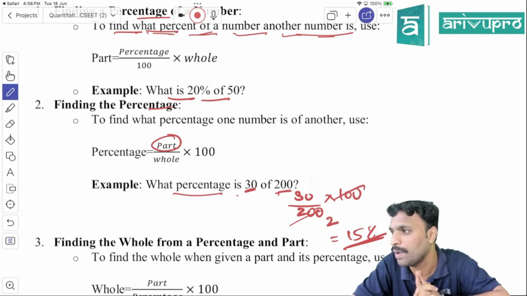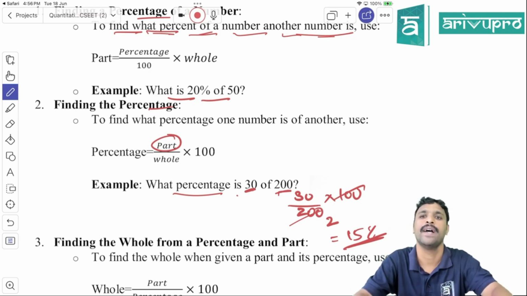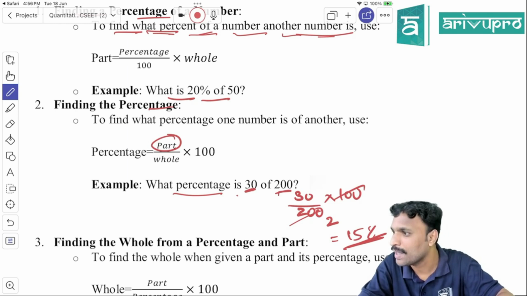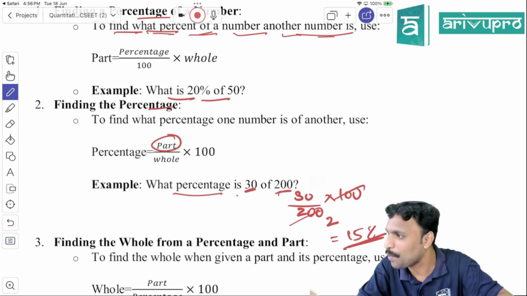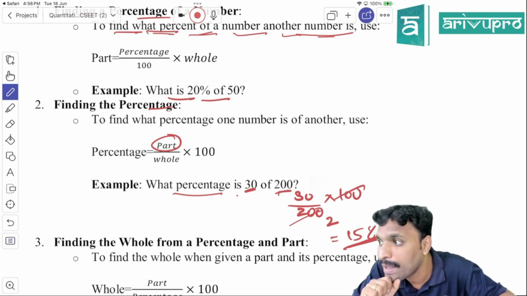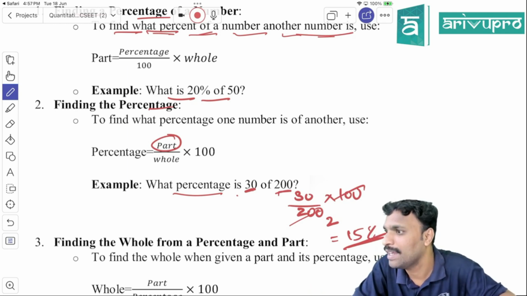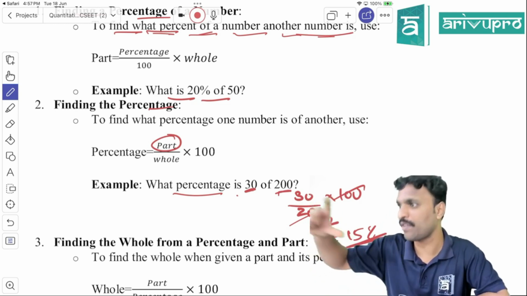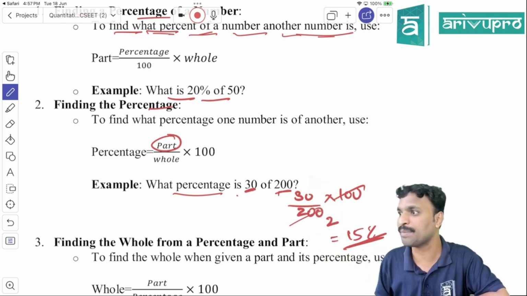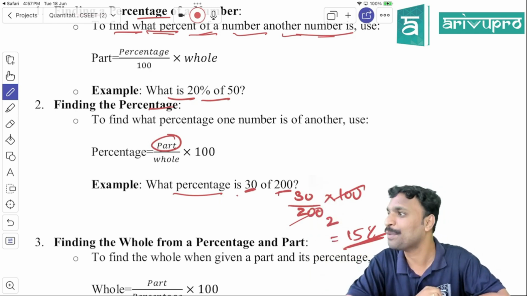No. Understood. Suppose they had said, what percentage is 50 out of 200? 50 by 200 is 1 by 4. 1 by 4 is what percent? Already you know. 1 by 4, what is the decimal? That means the percentage is 25%. If you can realize it in the form of a fraction whose percentage is known, like 1 by 2, 1 by 3, 1 by 4, 1 by 5, 1 by 8, you can straight away write the percentage.